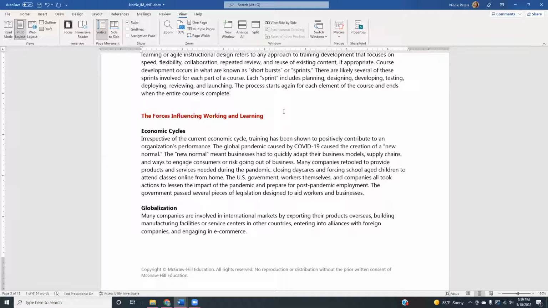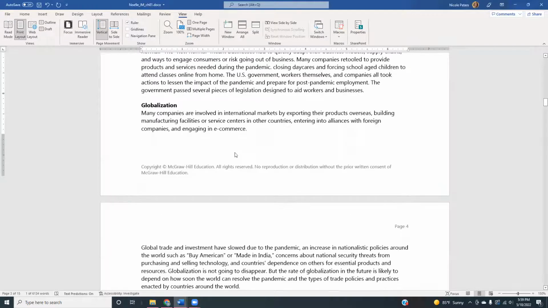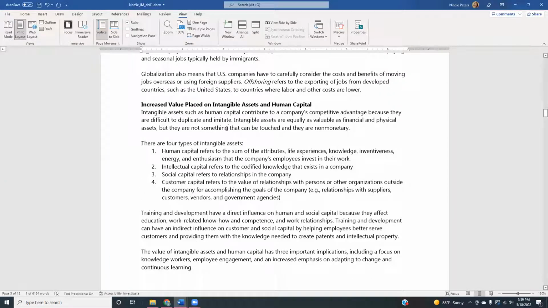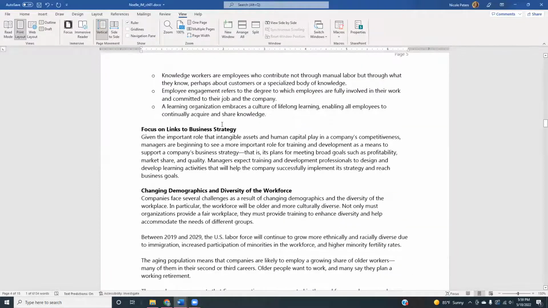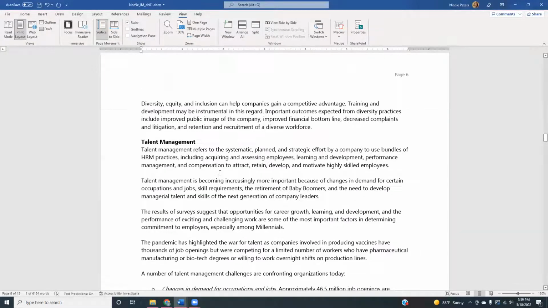But in module 1 in Business 110, you learn about the 6 external forces that affect a business: the economy, globalization, technology, all these different things that will affect a business. Well, these external forces also influence learning as well. And so we have the economic cycle, globalization, there's increased value that is put on human capital, business strategy, changing demographics and diversity in the workforce.